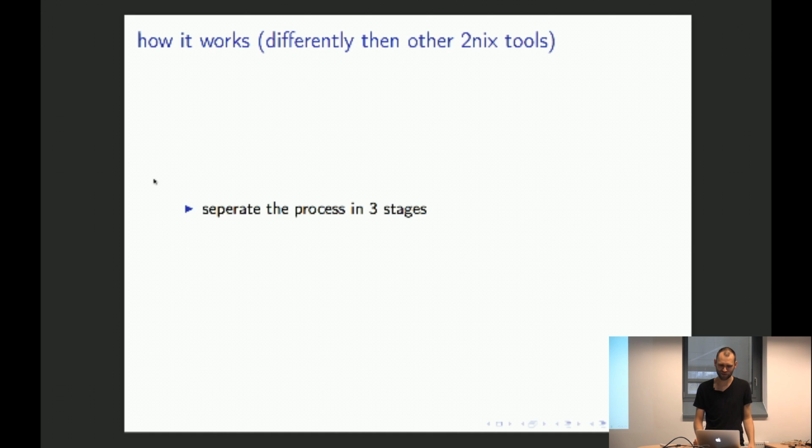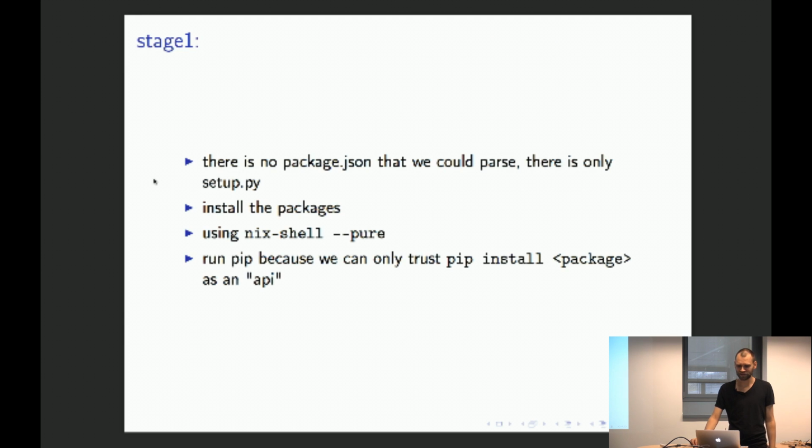We do that in 3 stages. The first stage is basically just pip install. We build an environment where pip is available, and also your C dependencies that you need for installing your Python packages. And in this environment, which we create just with nix-shell, we run pip install. That's it.